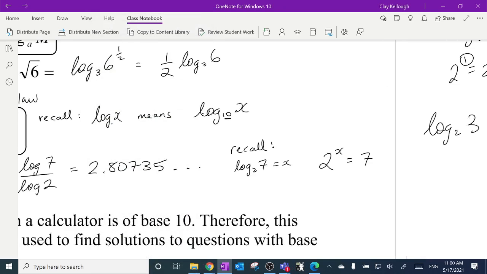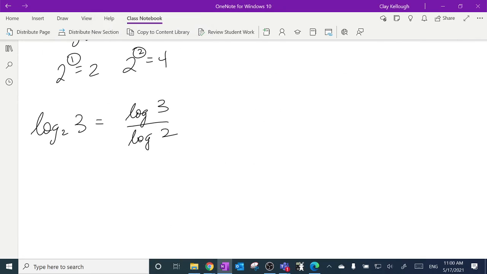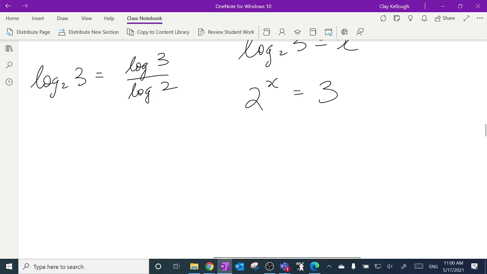And the change of base rule, if you want to think about it, if you have, say for example, I'll go back to this one. So I have log to the base 2 of 3 equals x. So that means that 2 to the power of x is equal to 3. And you can do something to this equation. You can take the logarithm of both sides, and by logarithm I mean to the base of 10.